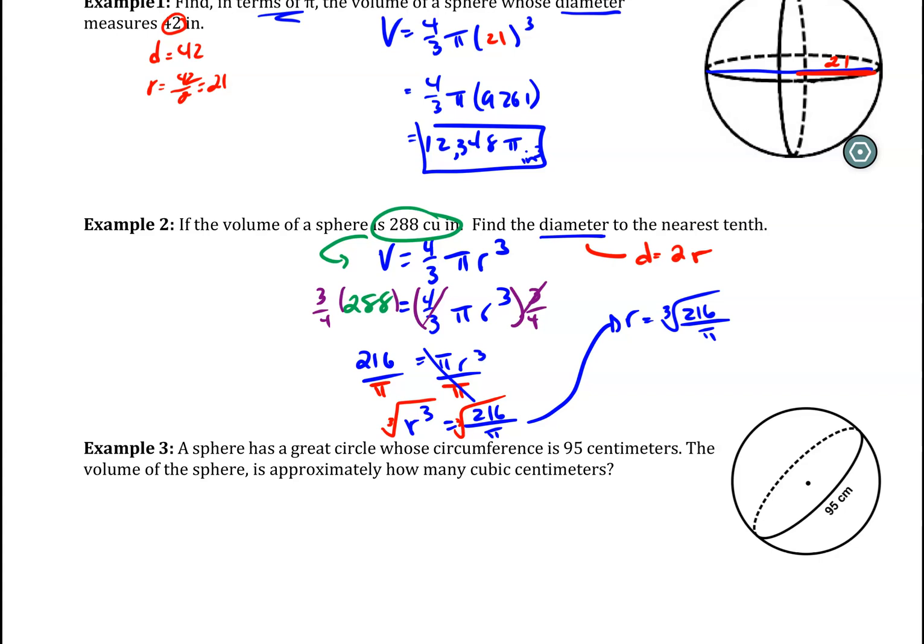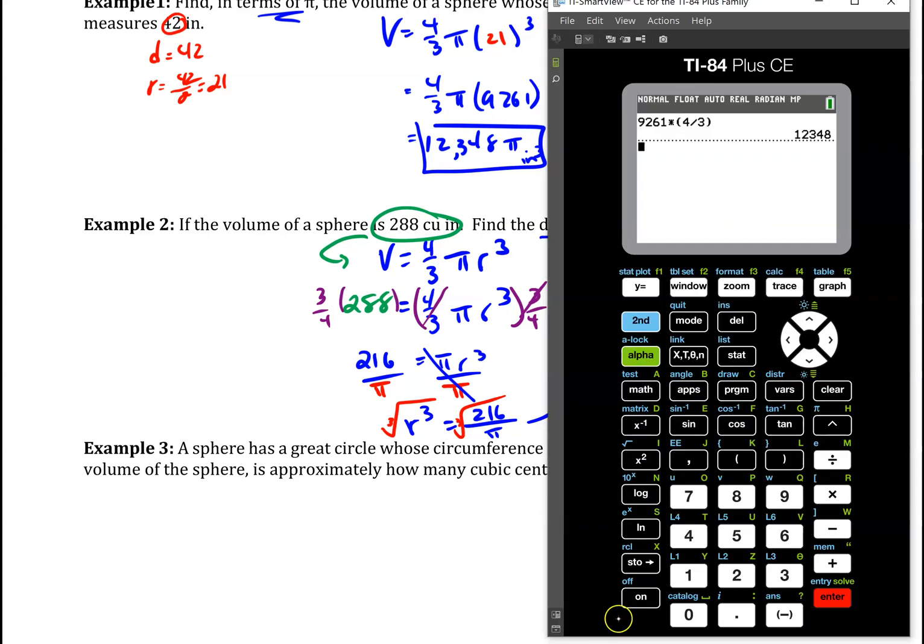And now I go into my calculator and plug that in. So let's see what we get with that here. So let's clear that out. We've got 216 divided by pi.